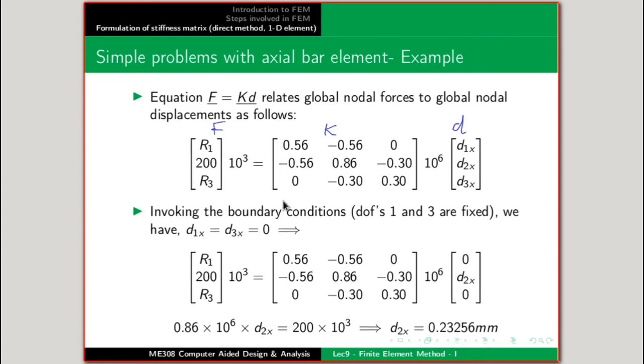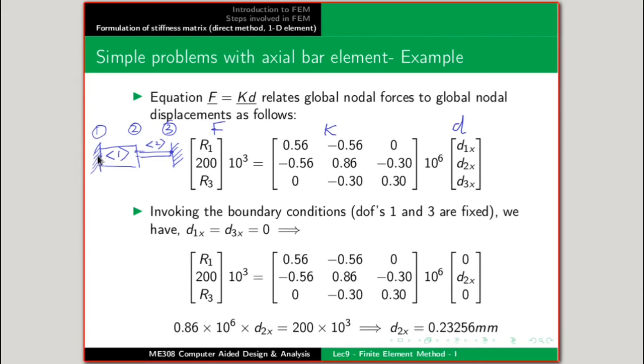Invoking the boundary conditions, you can see that this is our setup. We have a wall here and the aluminum bar, then the steel bar, then we have another wall here. So this is our node 1, node 2 and node 3. Our element 1 is here and element 2 is here. So this is our setup.